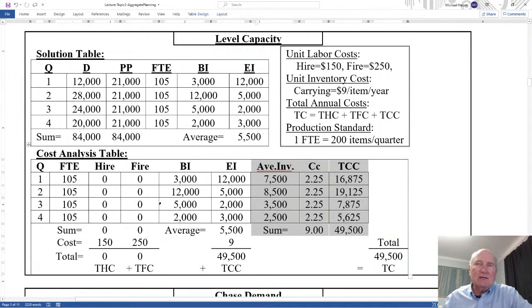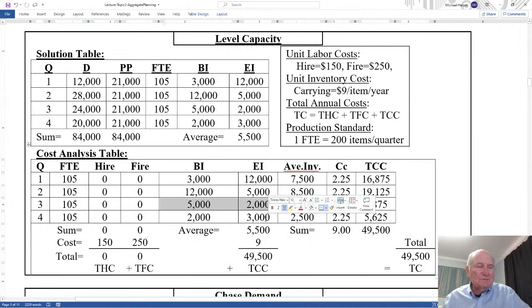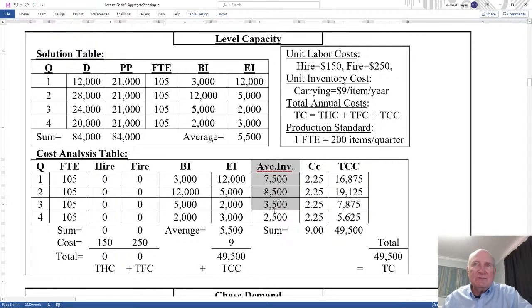Since I'm analyzing the cost, this is the analysis of the cost for the year, but over here, this is the total carrying cost per quarter. So all I'm doing is taking the average inventory for each quarter. 3,000 plus 12,000 divided by 2 is 7,500. So I take the average inventory for each quarter. Okay, there's my average inventory.